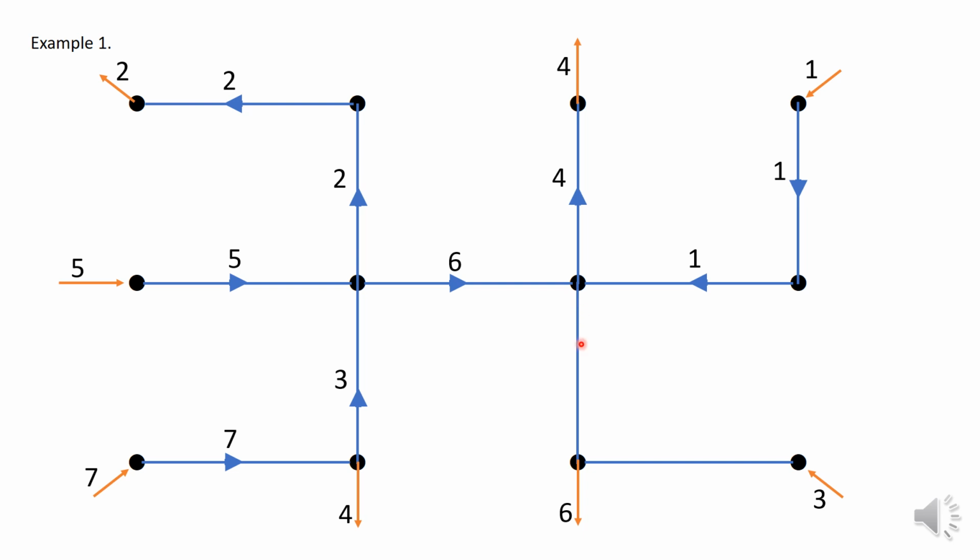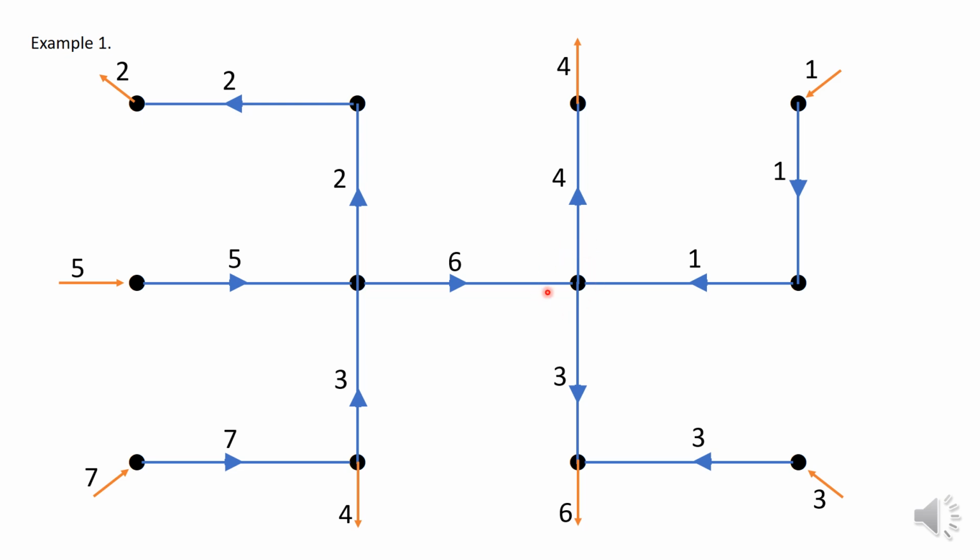Now there's only 1 unknown at this node, so it's possible to calculate the flow along this branch, but let's do it in a different order here. So at this node you also have 1 unknown, so you have 3 in, you must have 3 flowing along this branch. At this node you have 6 flowing out. You have 3 flowing in, so you must have another 3 flowing in. The 3 and the 3 will make up the 6.